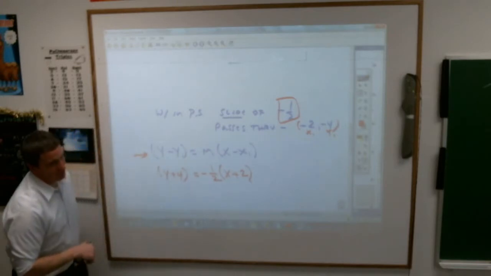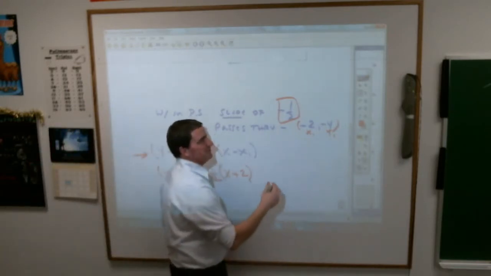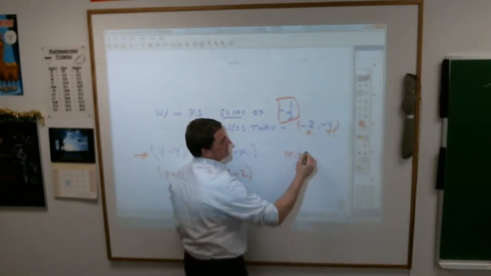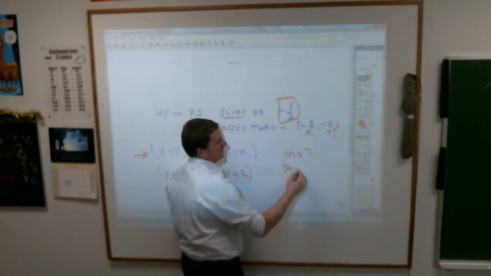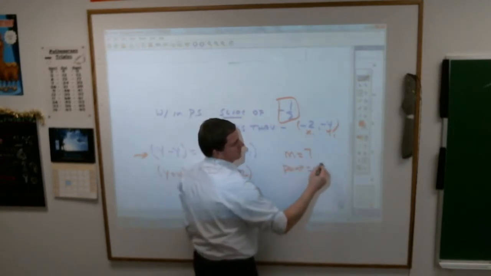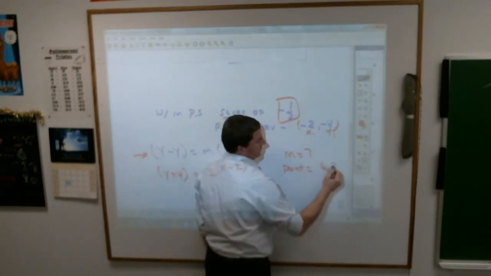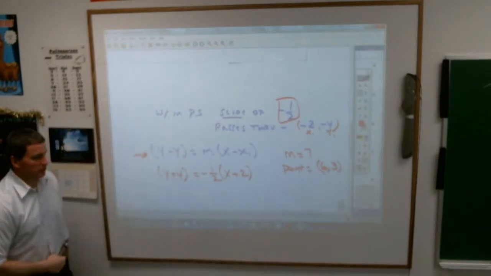One more. I'm gonna give you the slope and the point, and you write me the same equation. M equals, slope equals 7. The one point you're given is (6, 3). Write me that in point slope form.